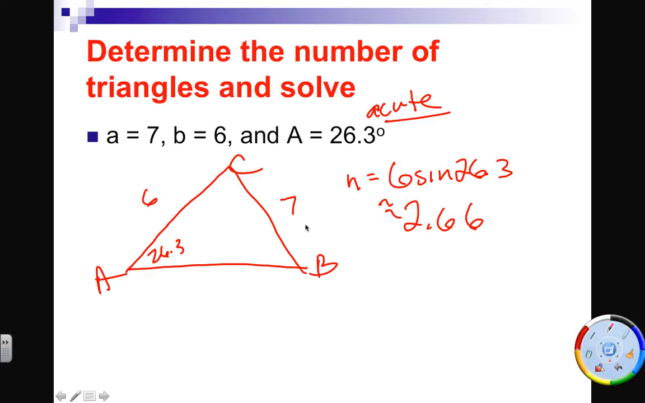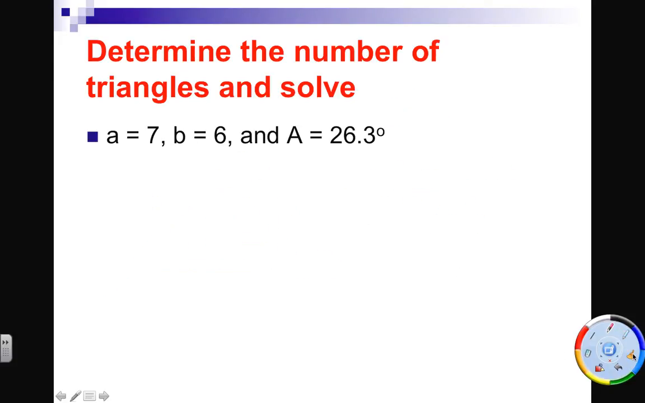Then you're just looking for, is a bigger than b? Oh, sure enough, a is bigger than b, so I didn't even need to find the height, if you saw that right away. a is bigger than b, that means there is only one triangle, and this is the only triangle that exists. And this goes back to just solving the law of sines. Sine of 26.3 over 7 is sine of B over 6. Nice and easy. Straightforward. All right, I'm not going to solve this one. I'm going to solve the next one as we come up to it.